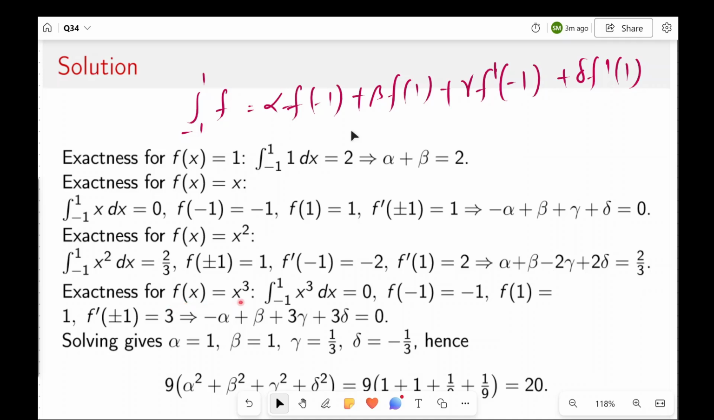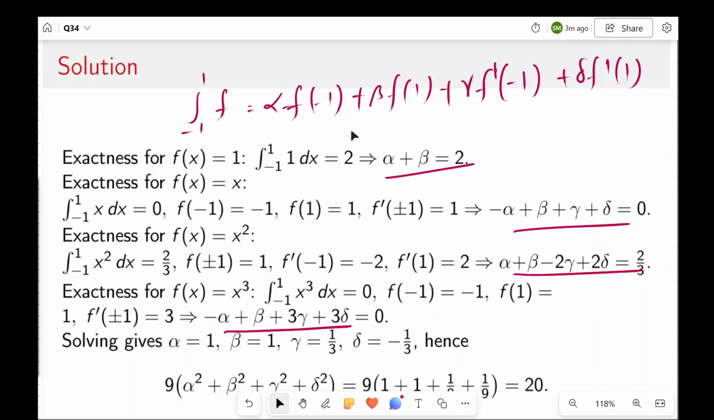It's a degree 3 polynomial. And since x cube is an odd function, this integration is directly 0. And f of minus 1 is equal to minus 1, f of 1 is equal to 1. And we have all the f prime values at plus minus 1. And that finally gives this equation: minus alpha plus beta plus 3 gamma plus 3 delta equal to 0. So basically we have four equations.